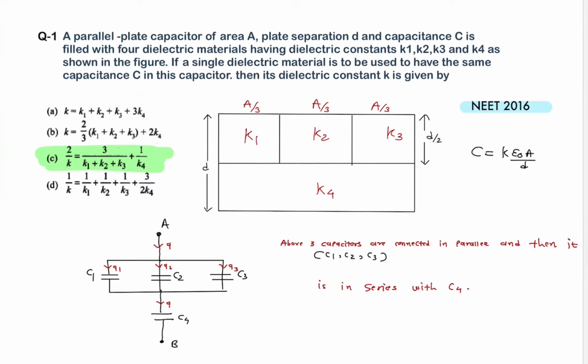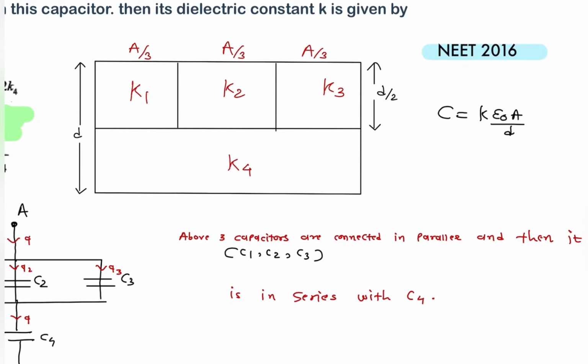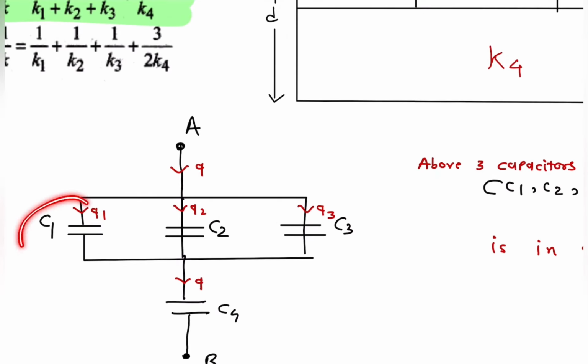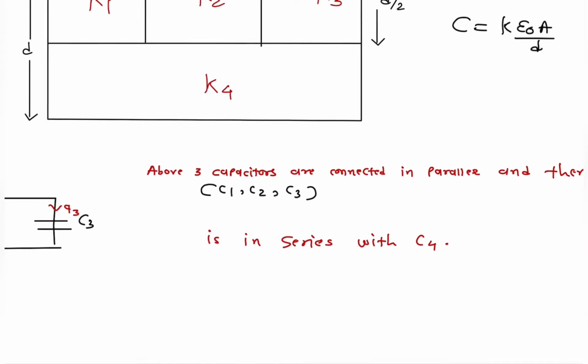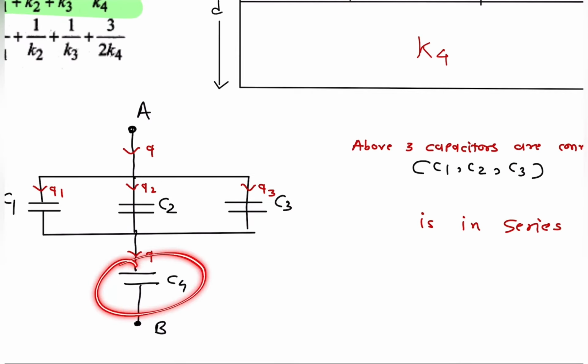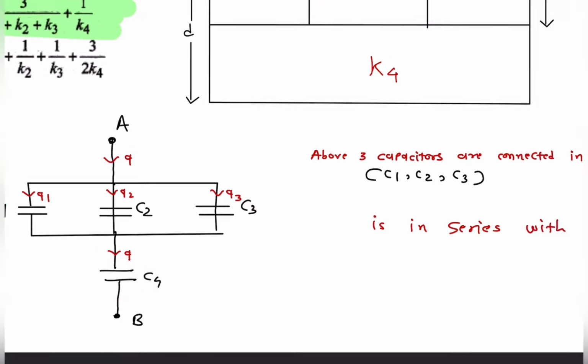We have to find out the equivalent capacitance of this arrangement. First of all, these above three capacitors C1, C2 and C3 are connected in parallel combination, and then this combination is connected in series with the C4 capacitor.